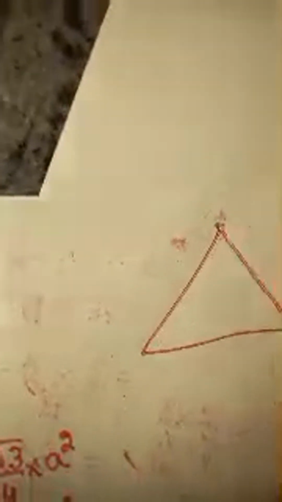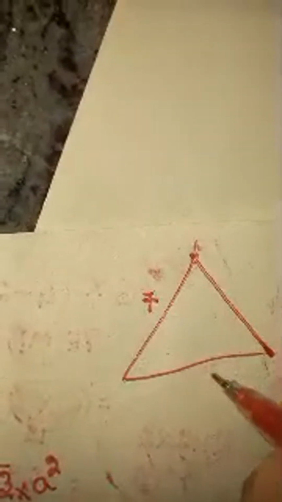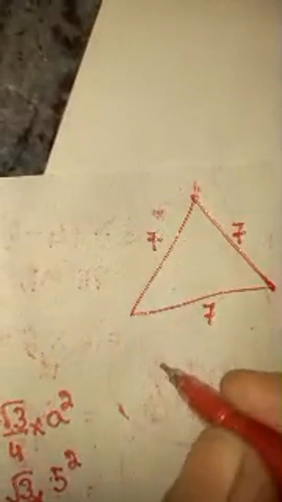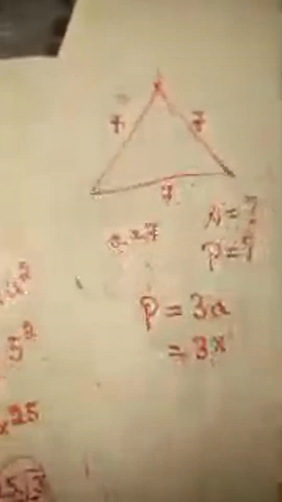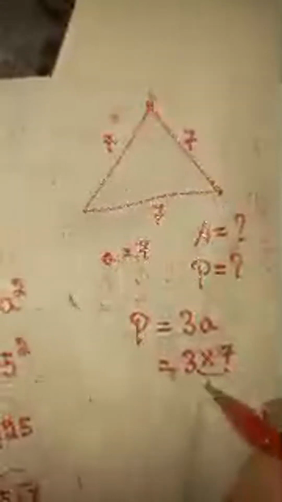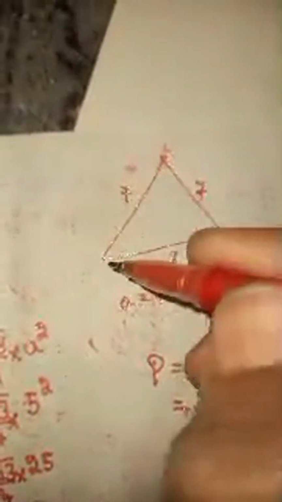Let's find another triangle. In this triangle, all sides are given as 7 units. When all sides are 7 units, here also you need to find the area and the perimeter of the triangle. The perimeter of the triangle is 3 times the side length a. Here it is 3 times 7 units. 3 times 7 is 21. So 21 units is the perimeter of this triangle.